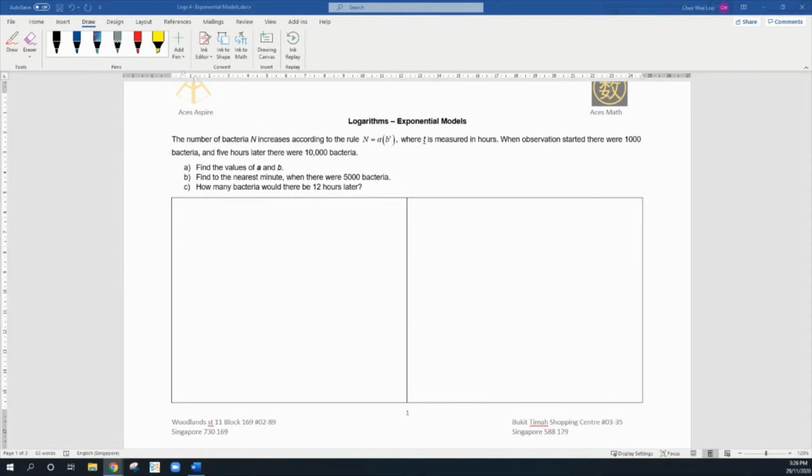So the exponential model is generally used to model population growth or decay, whether it is increasing or decreasing, and we will see how it comes into play today.